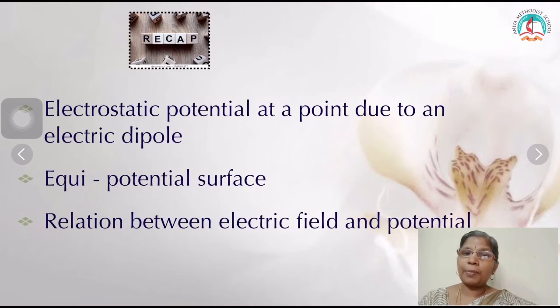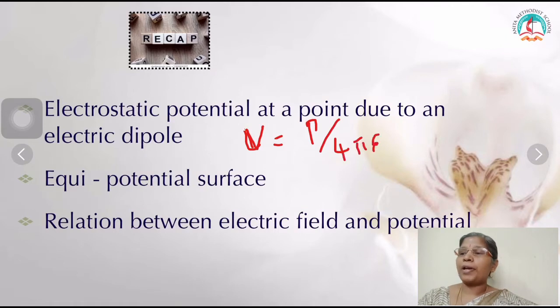What is the first heading you prepared? Electrostatic potential at a point due to an electric dipole. So you calculated the value of potential: V is equal to, remember the formula, P divided by 4 pi epsilon 0 R square, and here cos theta is there. You will assume cos theta for theta equal to 0, 90 or 180 degrees.